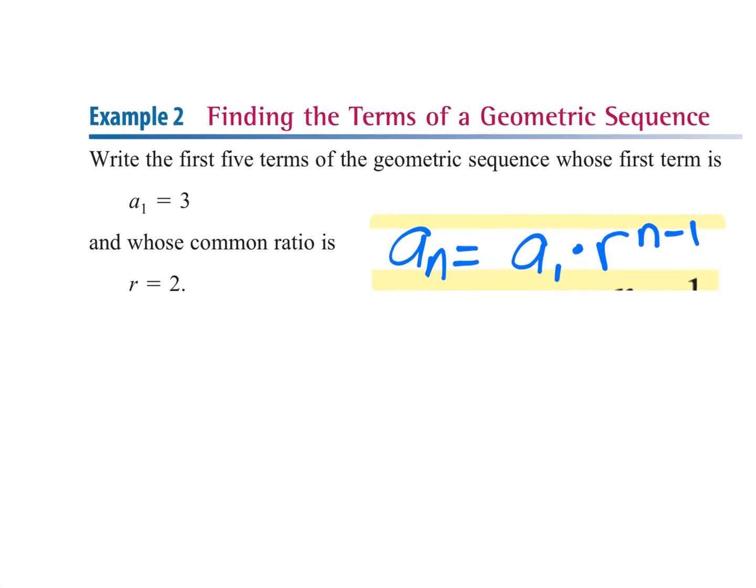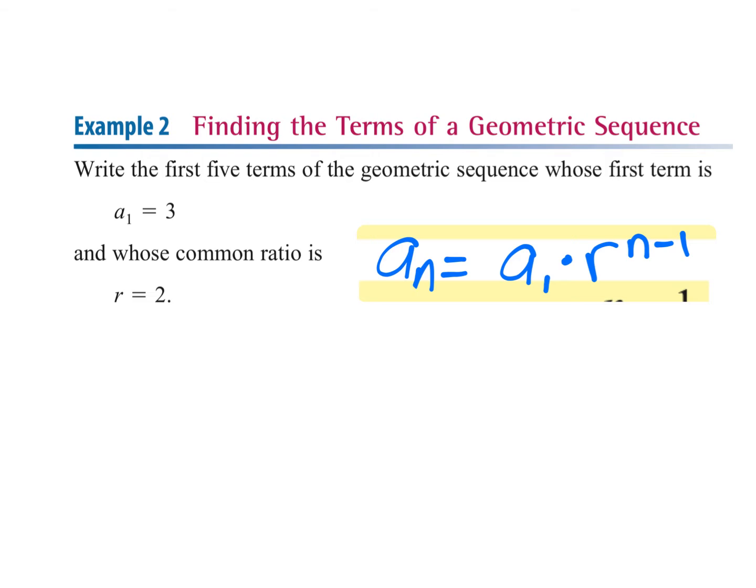So in example 2, we have to write the first 5 terms of the geometric sequence whose first term a sub 1 is equal to 3 and whose common ratio is 2. So we plug in what we have here. We have a sub n is equal to, our first term is 3, times our ratio, which is 2, to the power of n minus 1. So this is our formula, and we just plug in. We already were given a sub 1, so we just need to plug in a sub 2, a sub 3, a sub 4, and a sub 5. He's asking us for the first 5 terms.